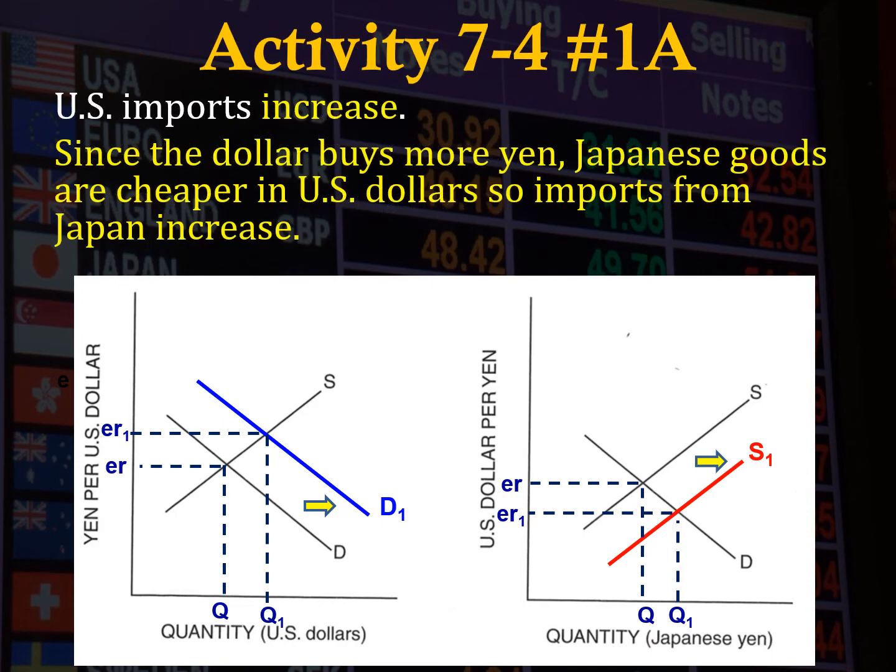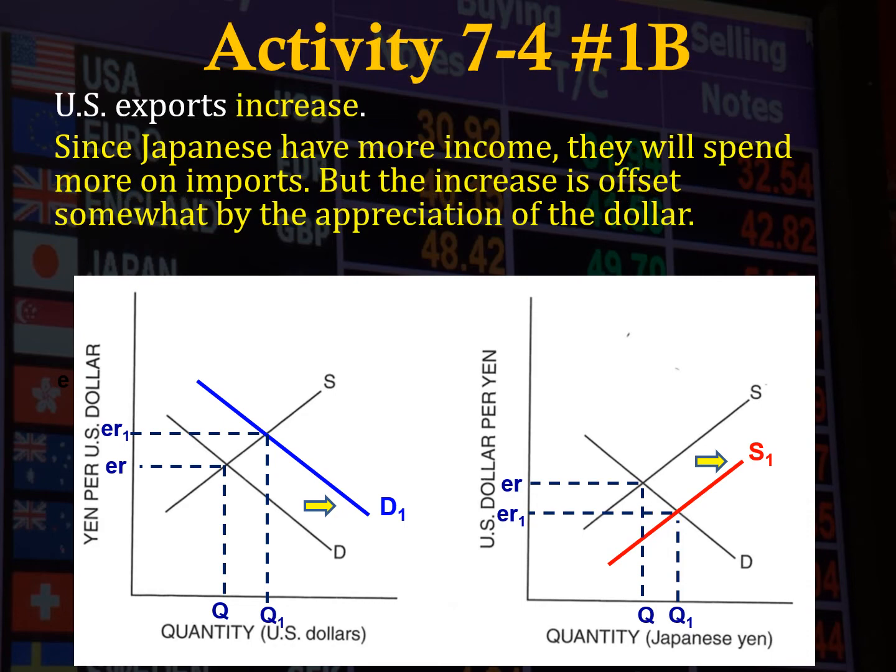So now we'll go through parts A, B, C, and D. U.S. imports are going to increase because the dollar buys more yen. Japanese goods are now relatively cheaper, so Americans are going to buy more stuff from Japan. U.S. exports will also increase because now that the Japanese have more income, they will spend more on imports. Now you're probably wondering, wait a minute, but if the dollar appreciates, won't that actually decrease exports? And the answer is yes, and that's the second part. The increase is offset somewhat by the appreciation of the dollar and the effect that it'll have on exports.